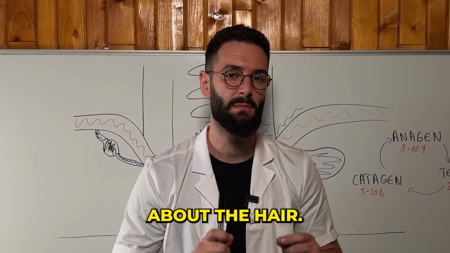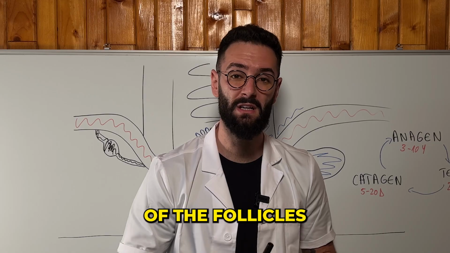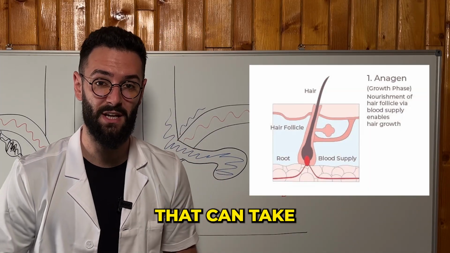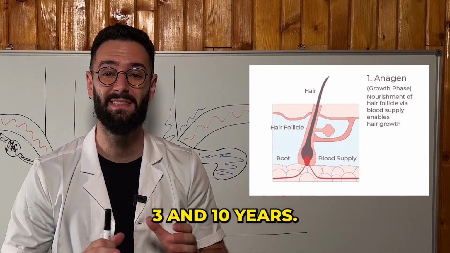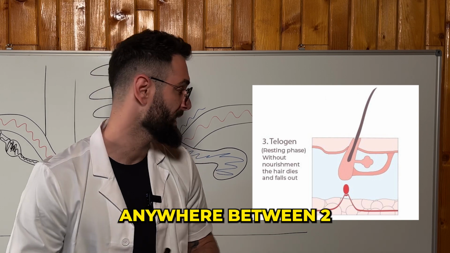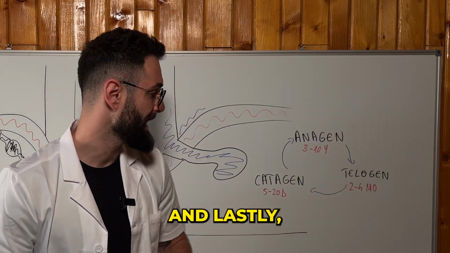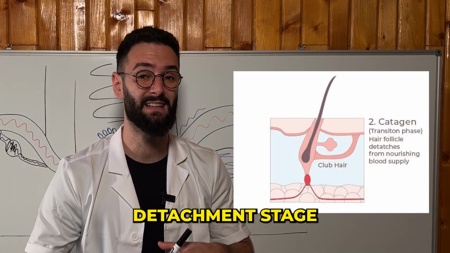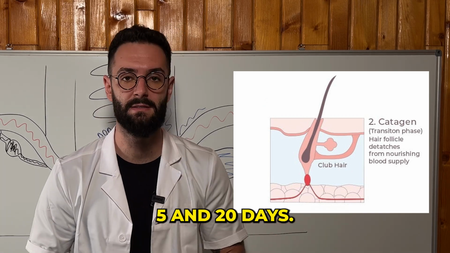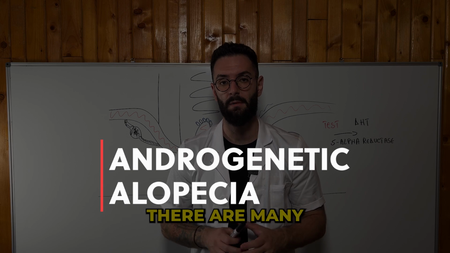Now I want to discuss the hair life cycles of the follicles over your scalp. First you have the anagen stage, which is the growth stage that can take anywhere between 3 and 10 years. After that you have the telogen stage, which is the resting stage, that can take anywhere between 2 and 4 months. And lastly you have the catagen stage, which is the detachment stage or death stage, which can take between 5 and 20 days.